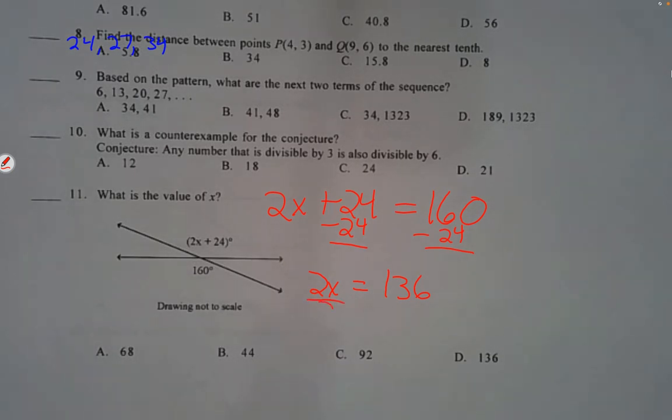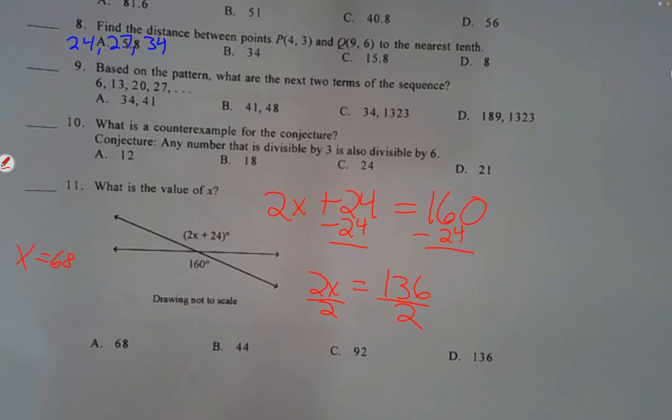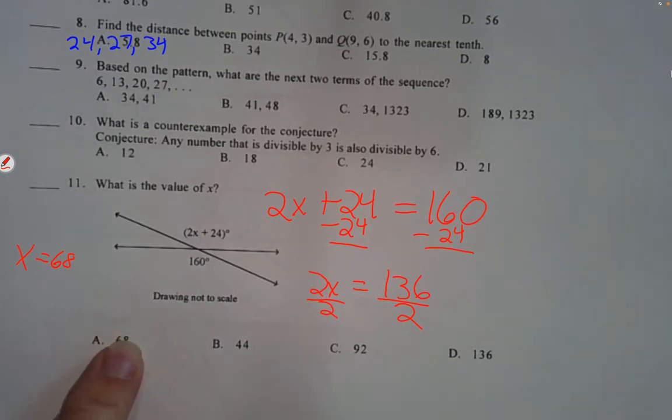Okay, divide by 2. What is 136 divided by 2? 68. And this one did ask for x. So I get x is 68, and that's all it wanted. So my answer is A. A, it's 68. This one we don't have to plug it back in.